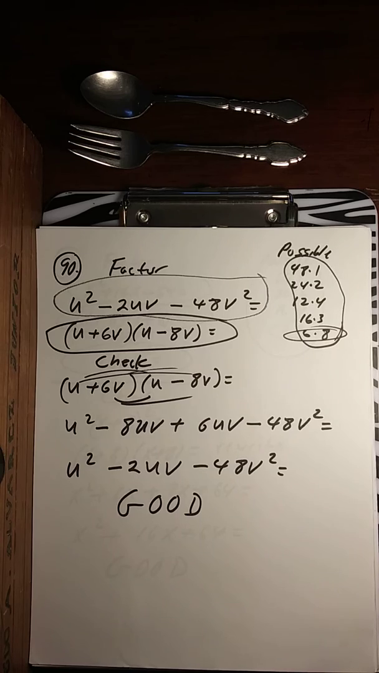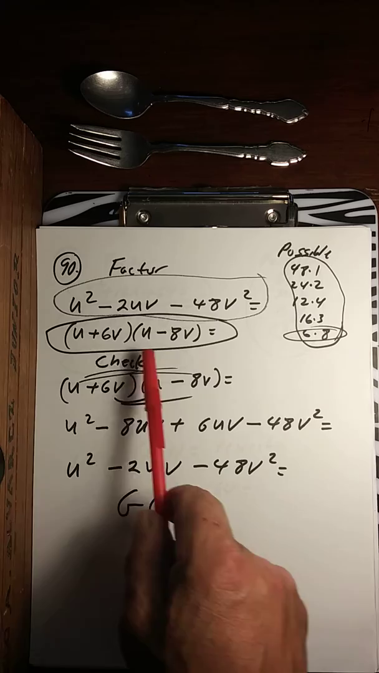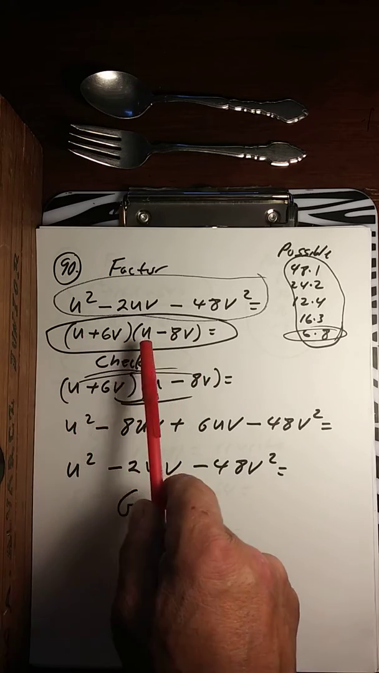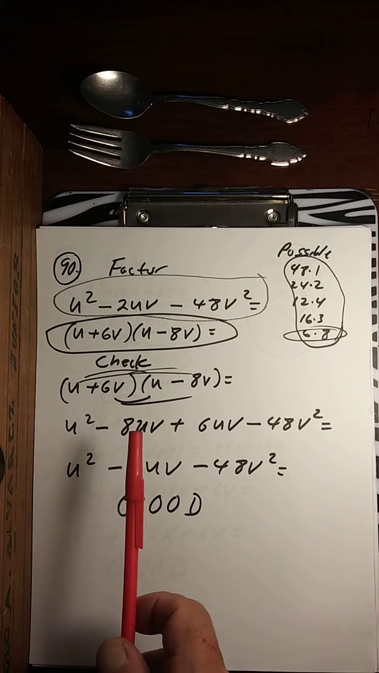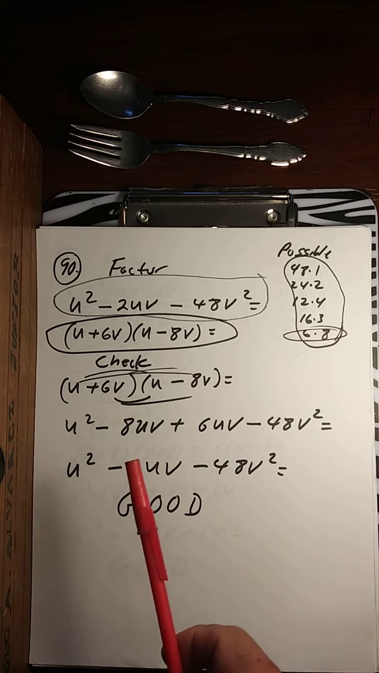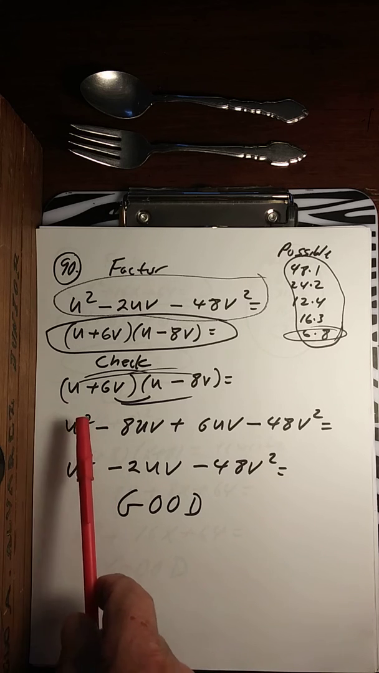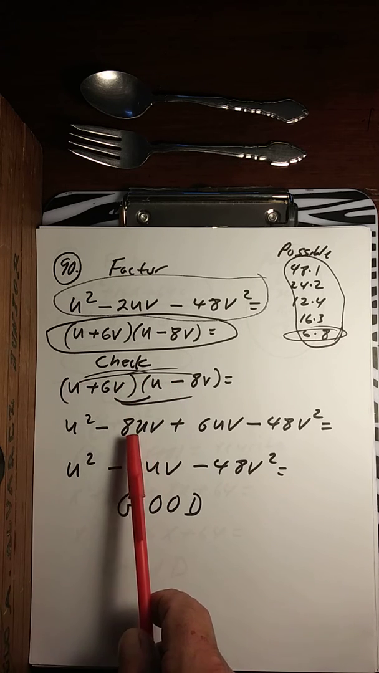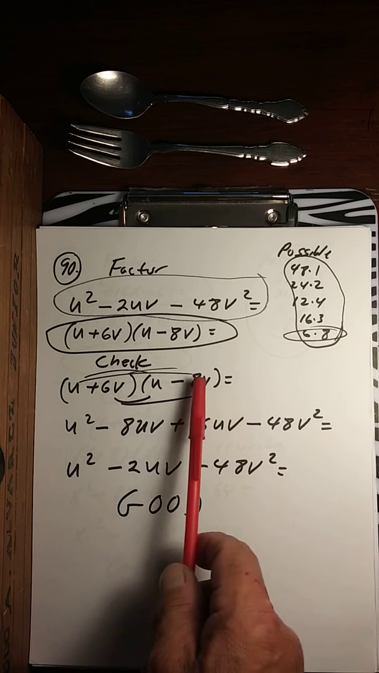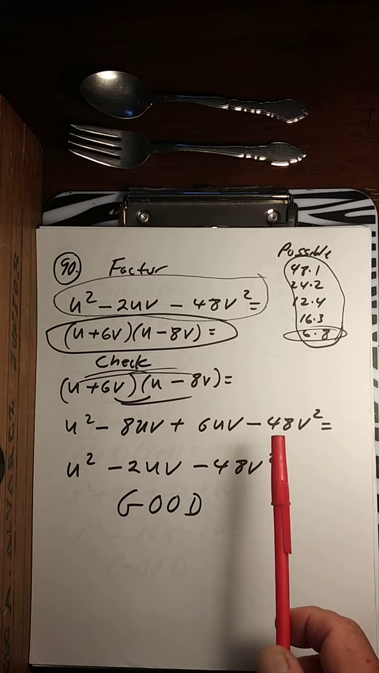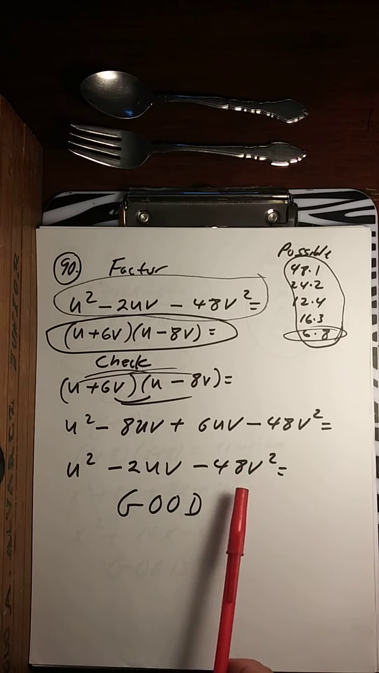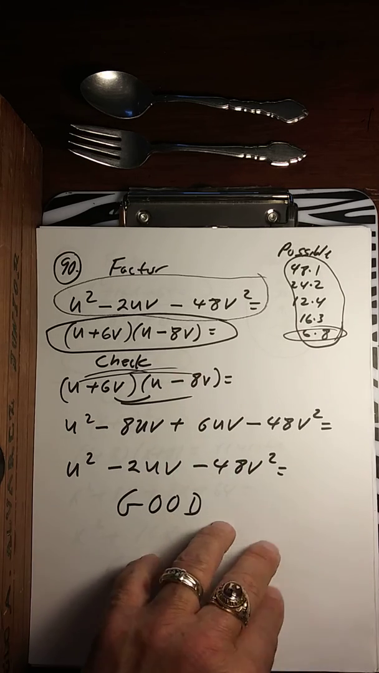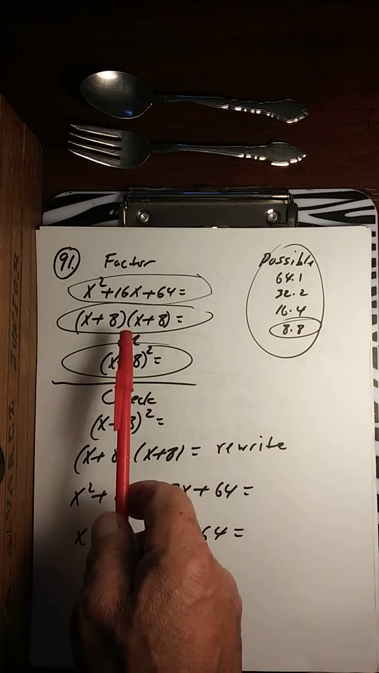Next one. Factor this one. I say that all the possible answers, I'm going to go with 6 and 8. u plus 6v, u minus 8v. I think that's what it is. Guessing. Find out. We check it always. So does that work? That turns out u squared, minus 8uv, 6uv, minus 48v squared. So now put them together: u squared minus 2uv minus 48v squared. Does that match? Yes, it matches. It's good.